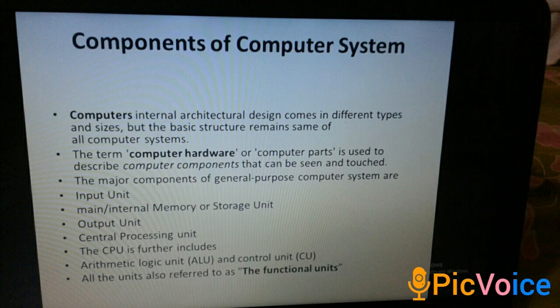So the components of a computer system are divided into input unit, memory unit or storage unit, output unit, and central processing unit. The central processing unit is further divided into arithmetic logic unit and control unit. All the units are also referred to as functional units. Devices that are not an integral part of the CPU are referred to as peripherals. Thank you.